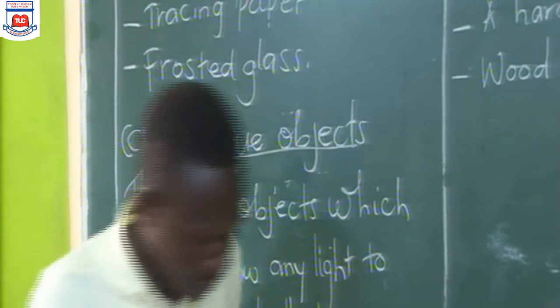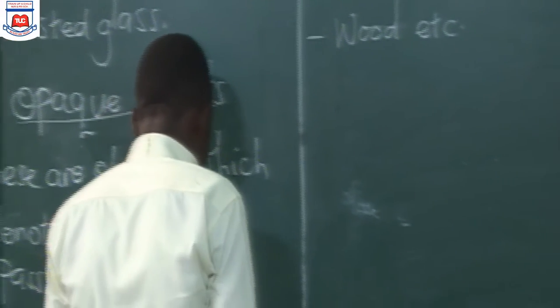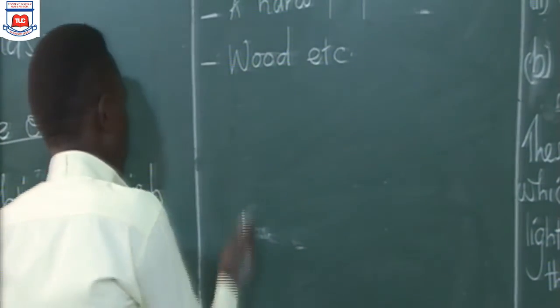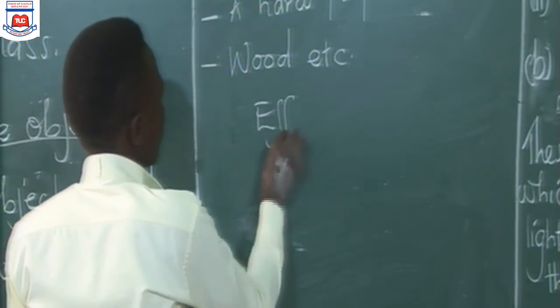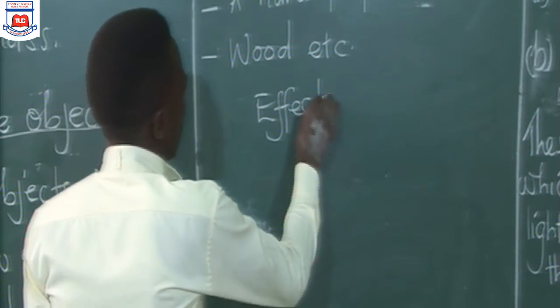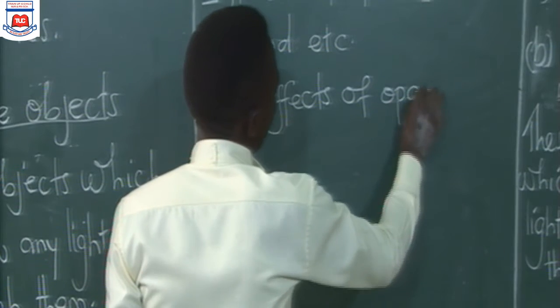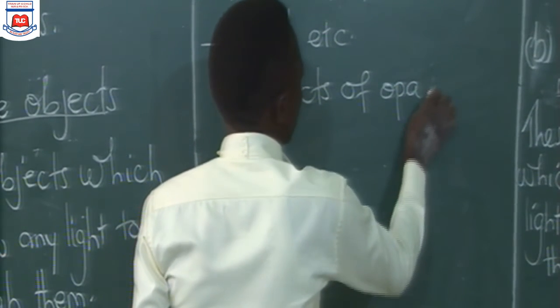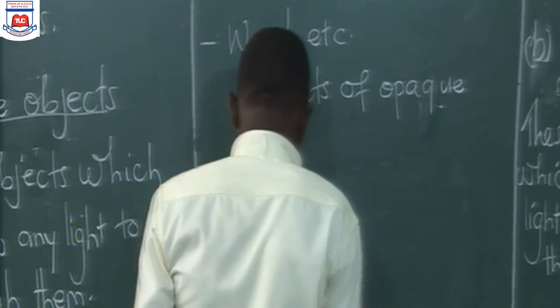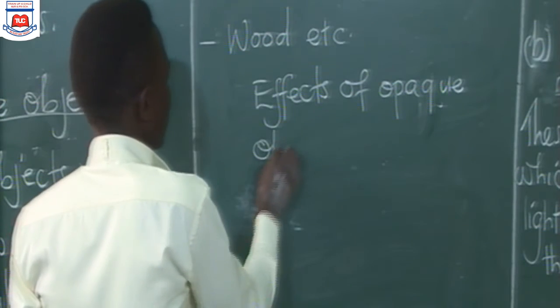So let's leave that apart. Let's also look at other things. Let's look at the effects of opaque objects in light.